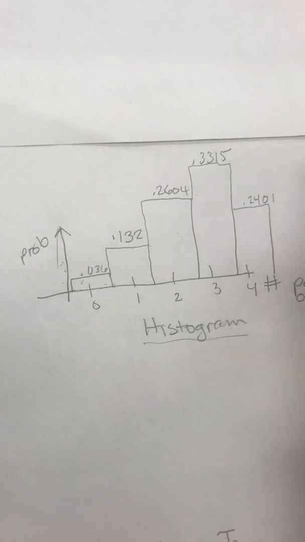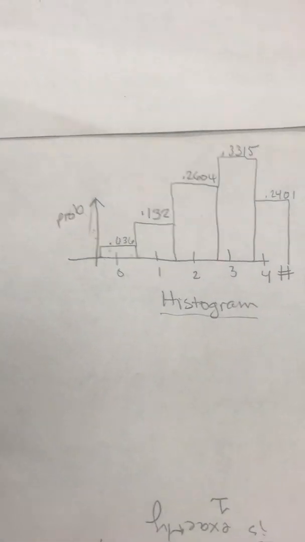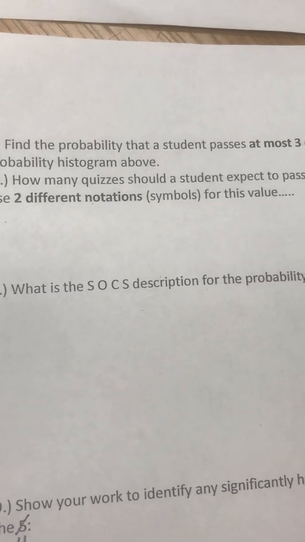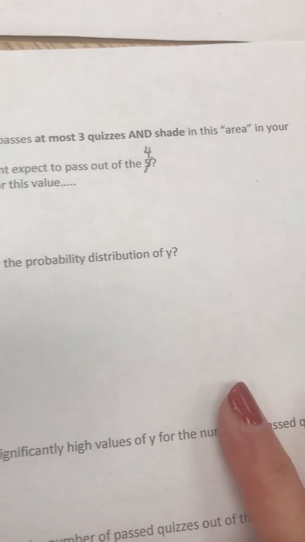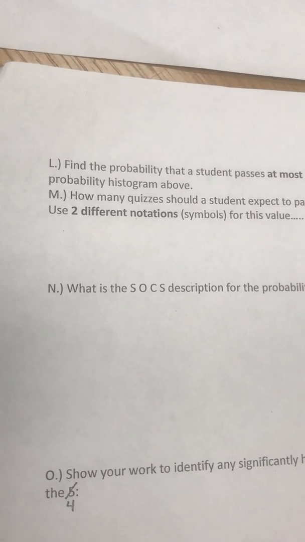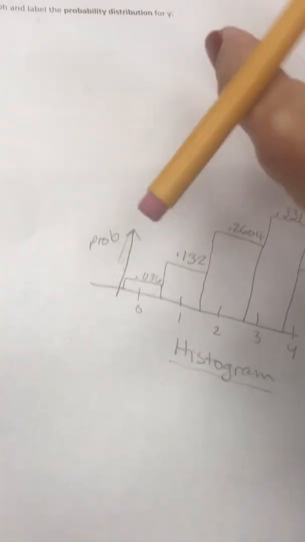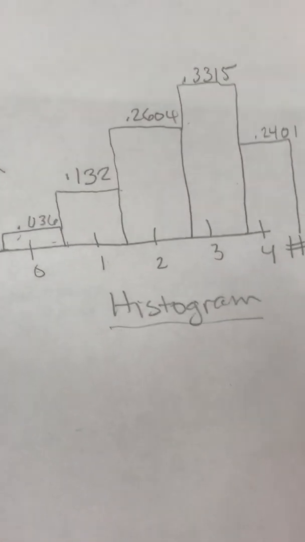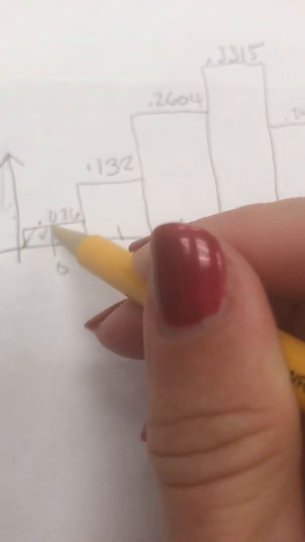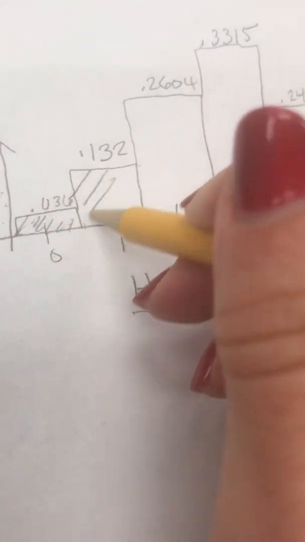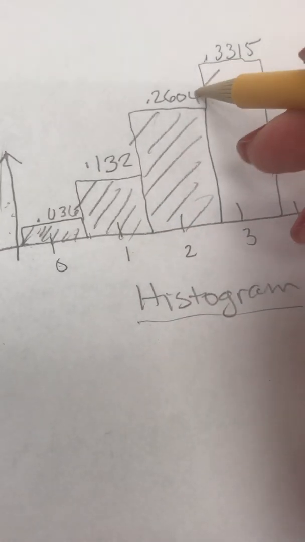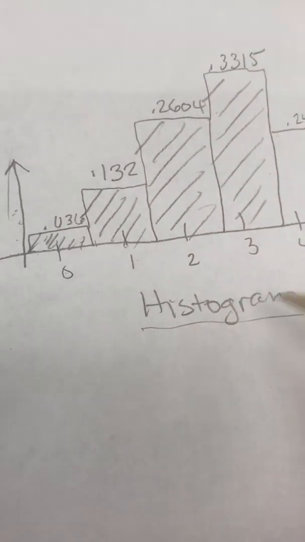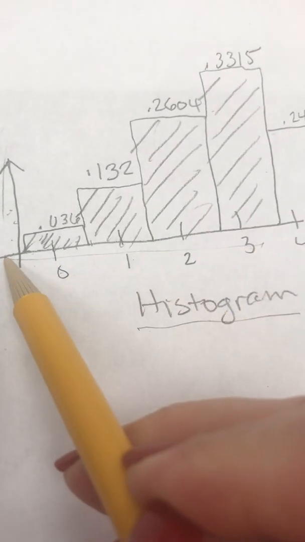The next question was asking me to find the probability that a student passes at most 3 quizzes and shade in this area on my probability histogram. So I'm going to take my probability histogram that I've drawn. At most 3 means less than and equal to 3. So at most 3 is 3 and smaller.